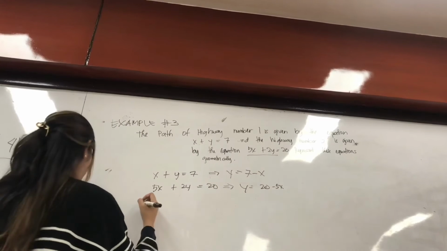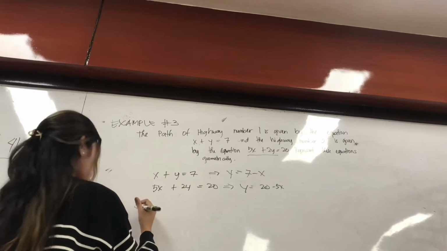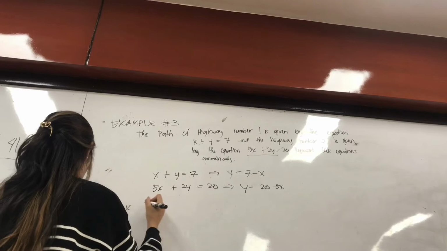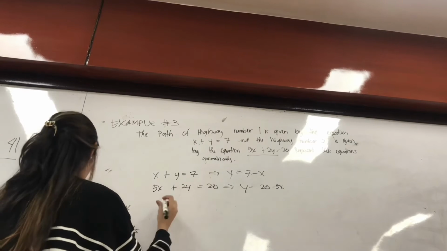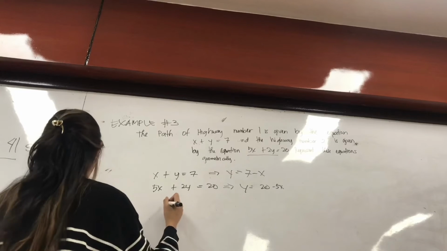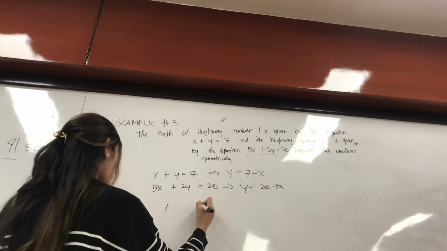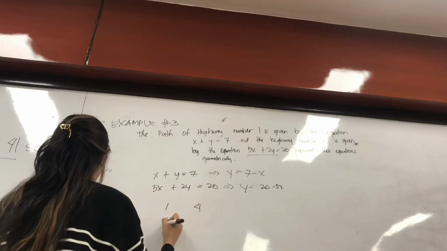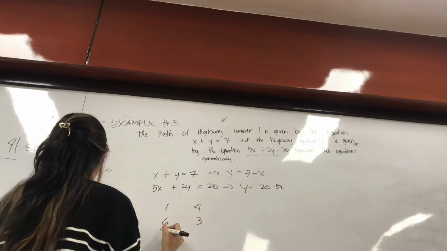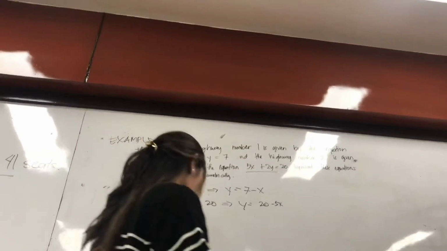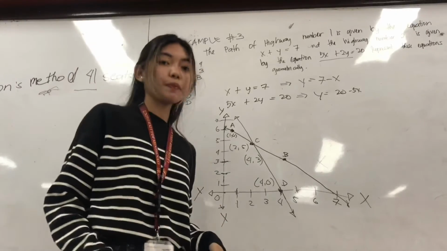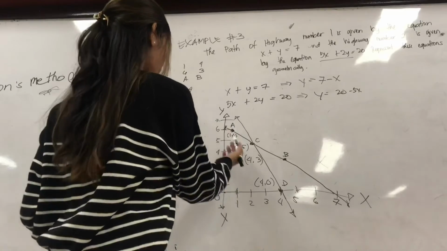So in tabular form, the first one has x, y, and points. x is 1 and 4, y is 6 and 3, and the points are A, B. After we plot the points, this is the graph.